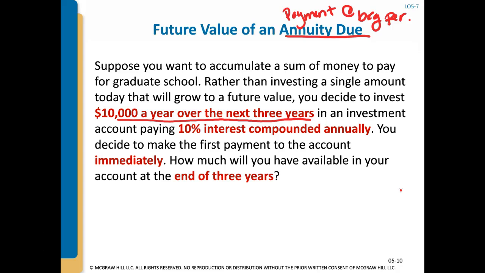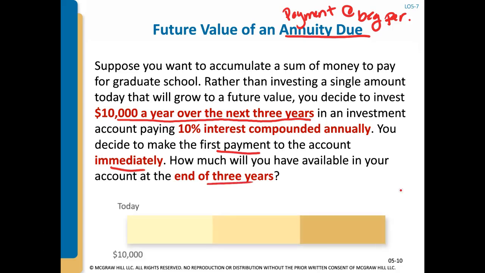So far our facts are the same as the prior example, except you decide to make the first payment to the account immediately. How much will you have available in your account at the end of the 3 years? So let's look at our visualization again. So in this example, we're going to make a payment.